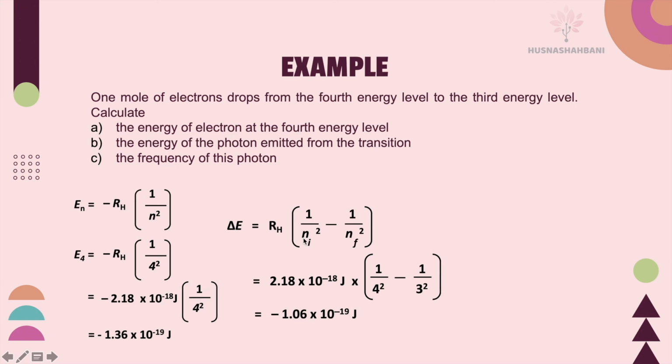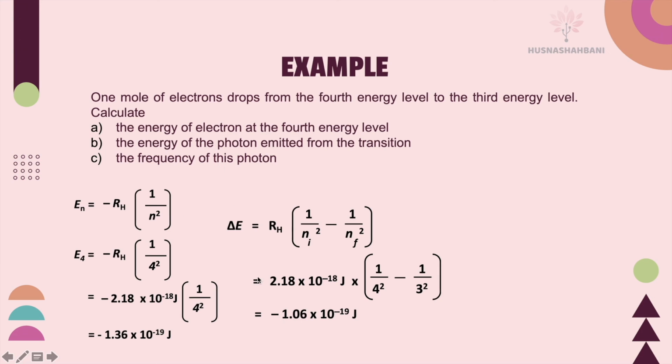Delta E is 1 over n initial square minus 1 over n final square. This is the equation for delta E when the value of n is known. So 1 over 4 square, our initial is from the fourth energy level, n equal to 4, and final n equal to 3. Delta E is equal to negative 1.06 times 10 power of negative 19 joule.